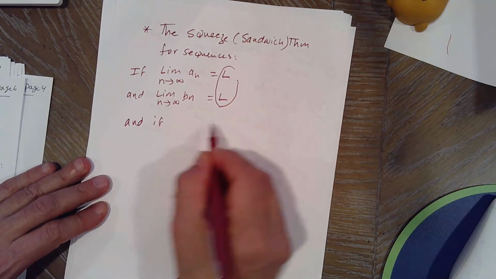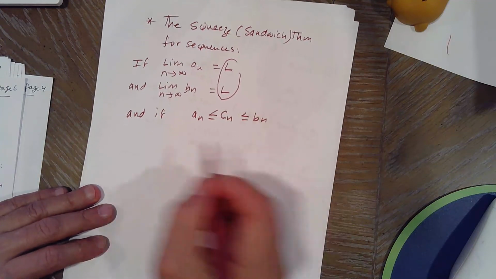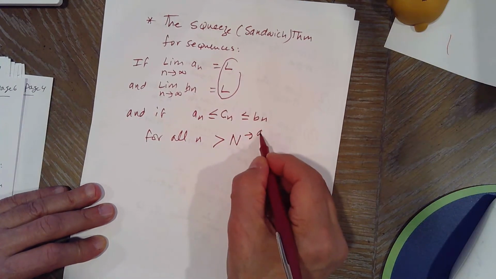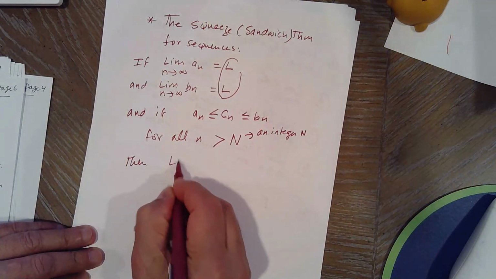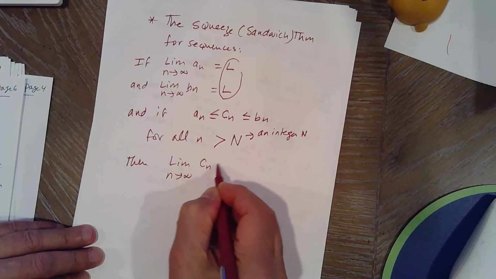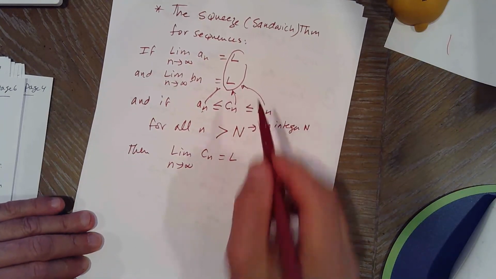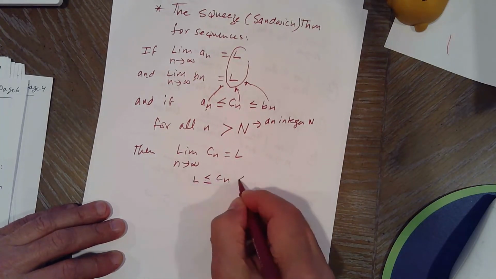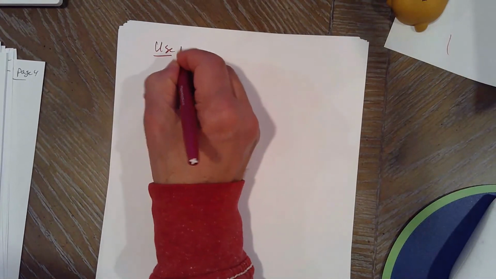And if another sequence c_n is squeezed between a_n and b_n for all n greater than capital N, which is an integer, then the limit as n goes to infinity of c_n is also L. Because if a_n goes to L and b_n goes to L, then c_n must go to L. That means the limit of c_n is greater than or equal to L and less than or equal to L, so it must be L. So here's an example. Use the squeeze theorem.